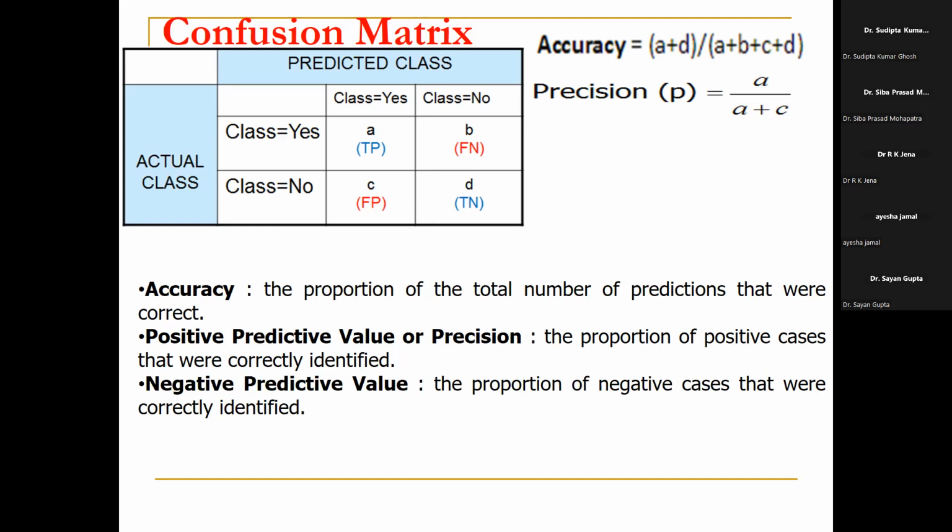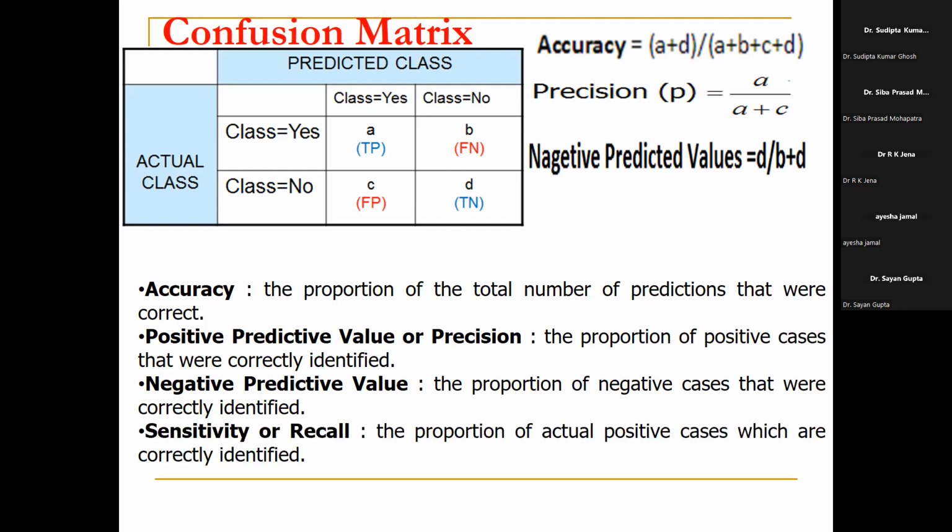Then negative predicted value, the proportion of negative cases that were correctly classified. Negative cases means no cases. So the correct no cases is D divided by B plus D. The total negative cases predicted by my algorithm is B plus D, out of which D is true. That's why it is D divided by B plus D. This is called negative predicted value.